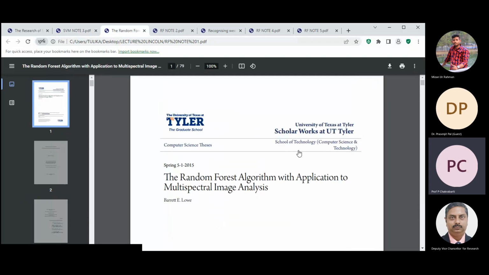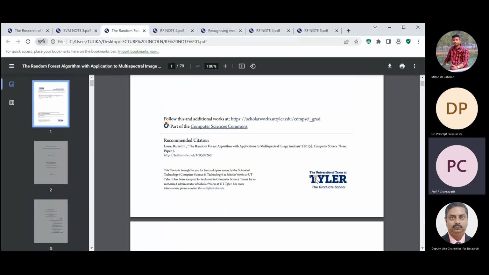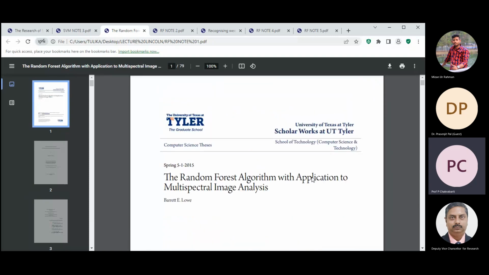The second thing is the other part, as I told you, that CNN basically means you have to use image processing.